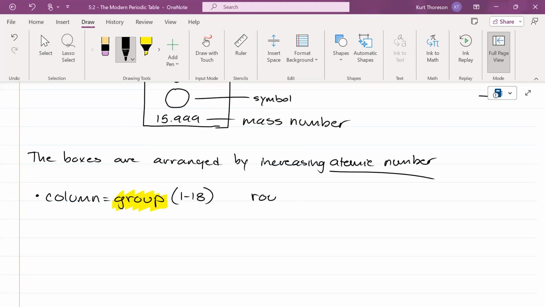A row is called a period. Kellen, how many rows are there, aka periods? So there are 7. Now, if you're wondering about these two down here, ones I'm pointing to, they fit in the 7th and the 6th row.